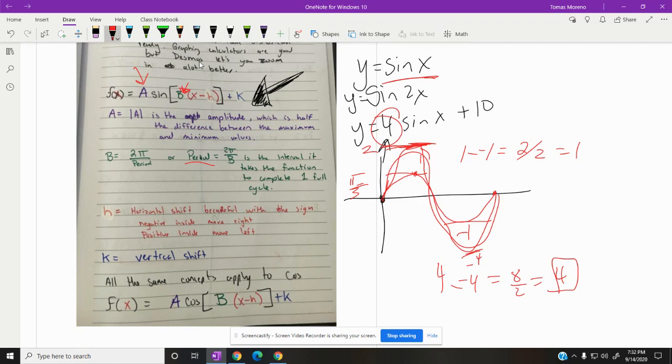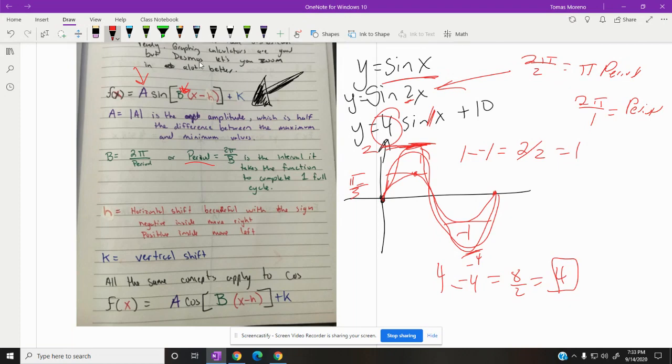So when they ask you, what is the period? In this case, we have a one right there. So this one would be 2 pi divided by one, so the period is just 2 pi. But this one's going to be different because we got a 2 right here. So we would go 2 pi divided by 2, and in this case, our period is pi. And it makes a difference.